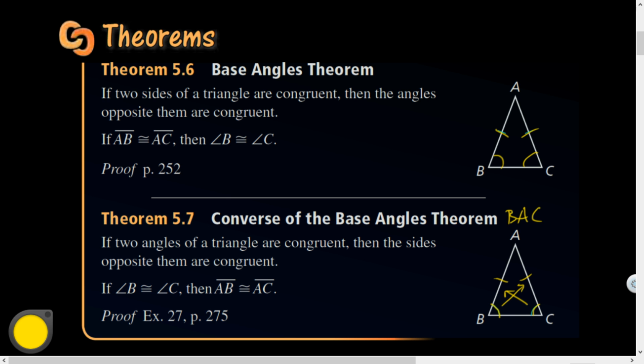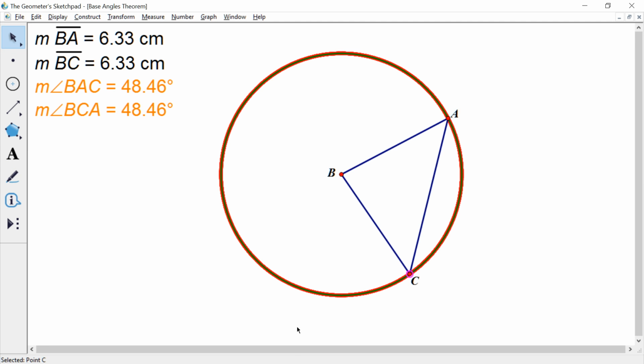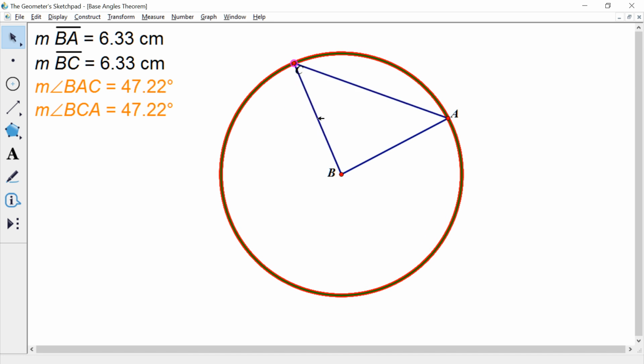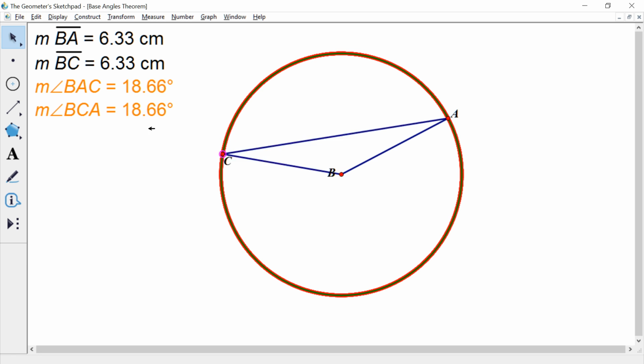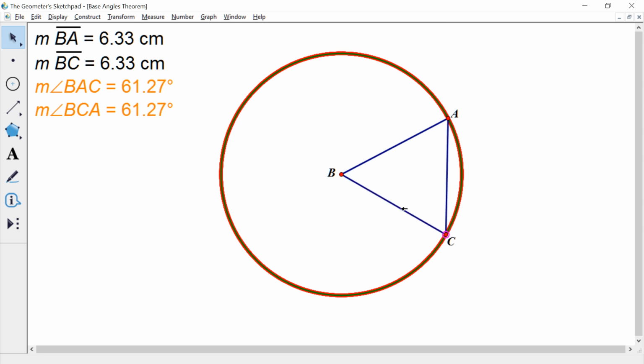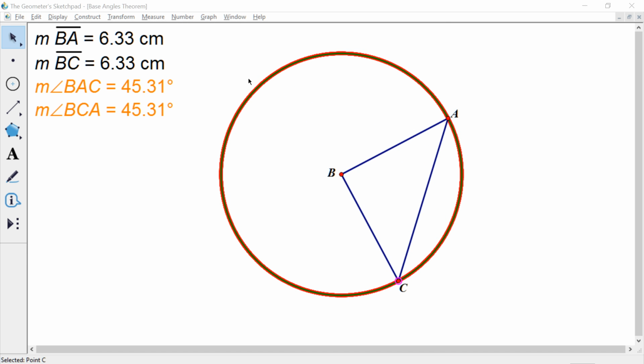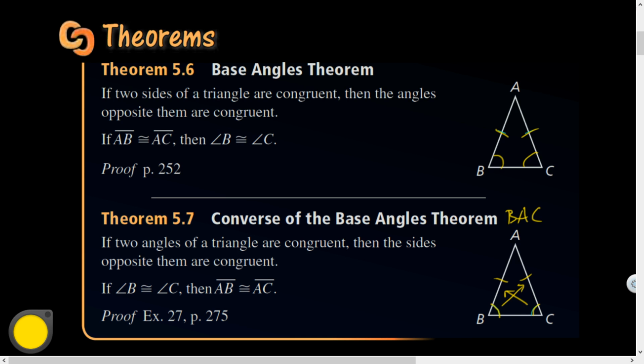I showed this to my students using Geometer's Sketchpad. I've got a triangle that has two congruent legs because they're both radii of the same circle. No matter where I draw this, for all possible isosceles triangles, those base angles happen to be congruent. But let's prove it, because that's just a visual proof.